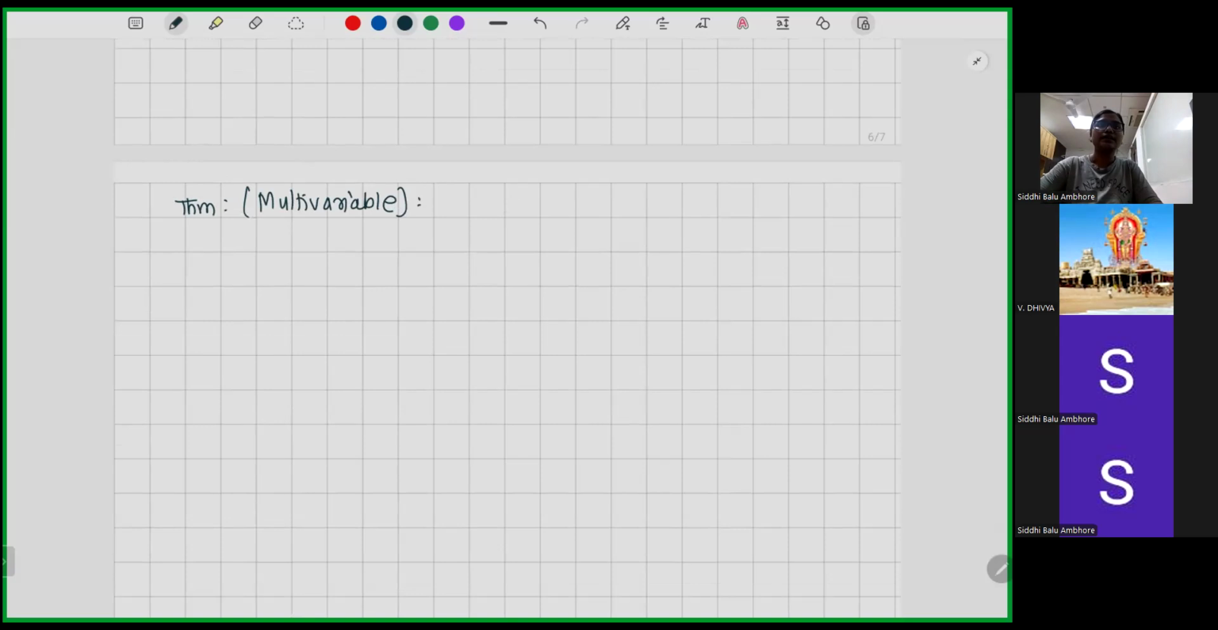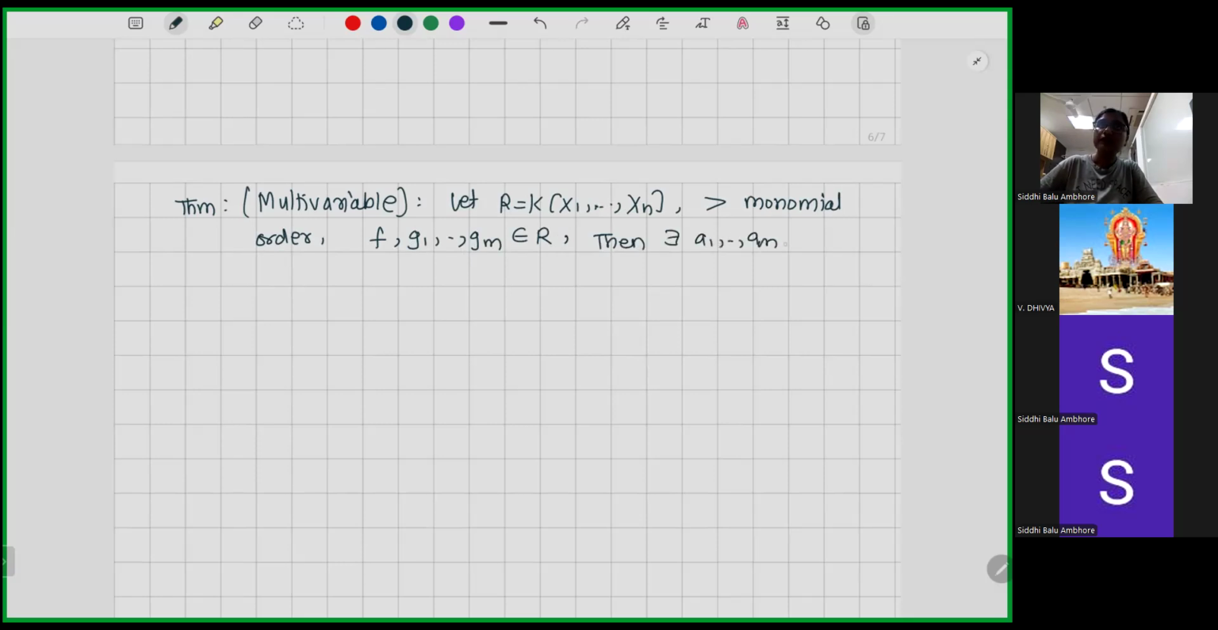So I am writing it as a theorem. So they are saying that let R be equal to k[x1,...,xn] and let > be some monomial order, we denote it by this greater than symbol, monomial order, and f, g1 to gm are in R. Then there exist a1 to am in R and this r in R such that again I can write this f.